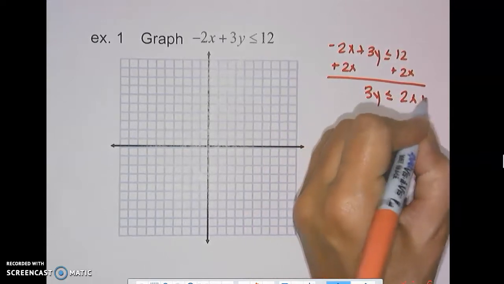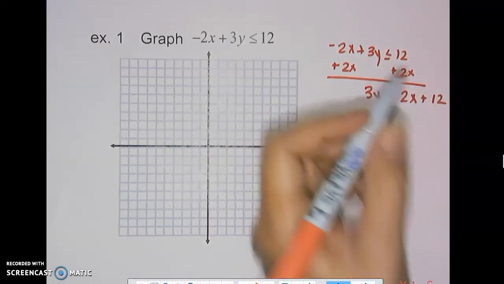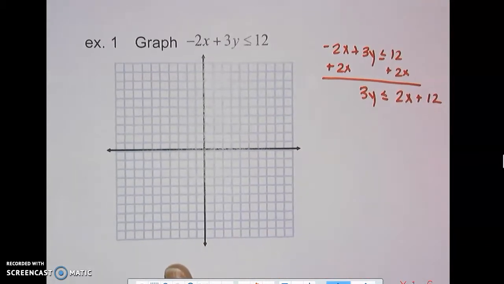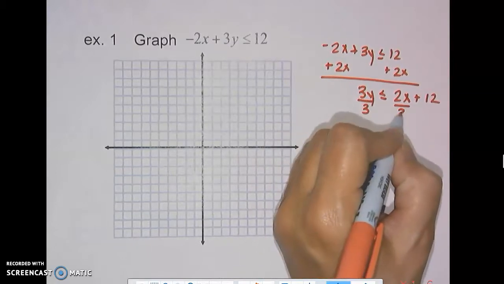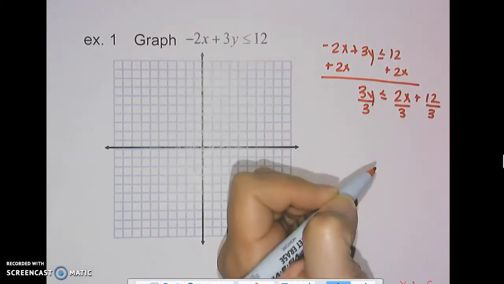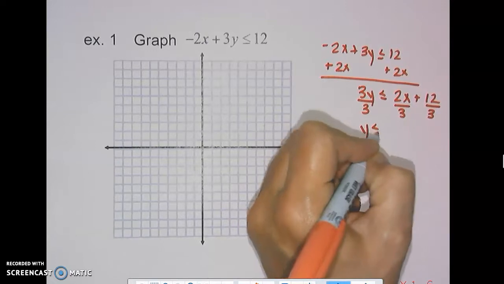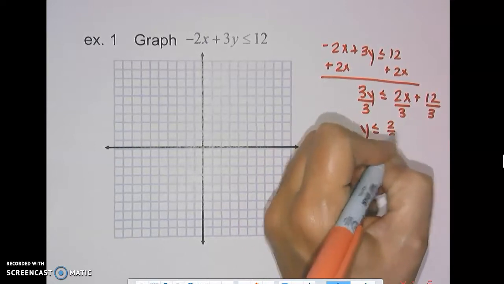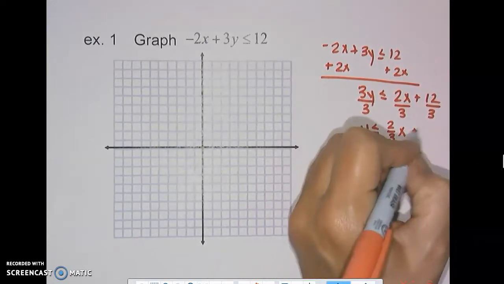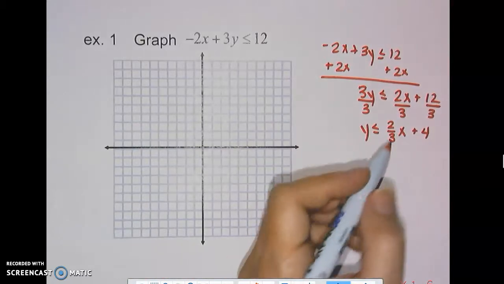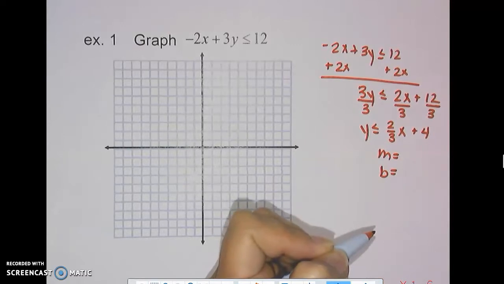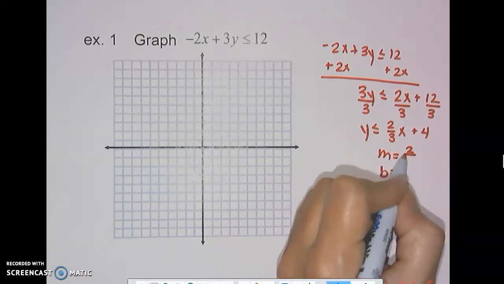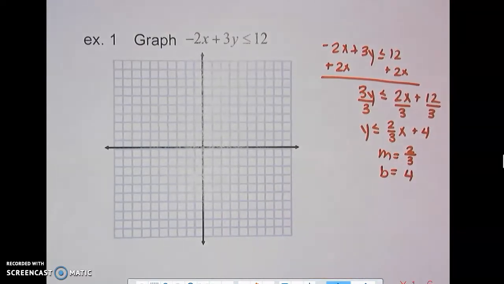And since we want it into mx plus b form, we're going to put that x first before we put the constant. And then we're going to divide by 3 to get y by itself, and we're going to do that by dividing each individual piece. So now we have y is less than or equal to 2/3 x, that doesn't simplify, plus 4. Now that y is by itself, we can figure out what our m and b are. So m is 2/3, and b is a positive 4.